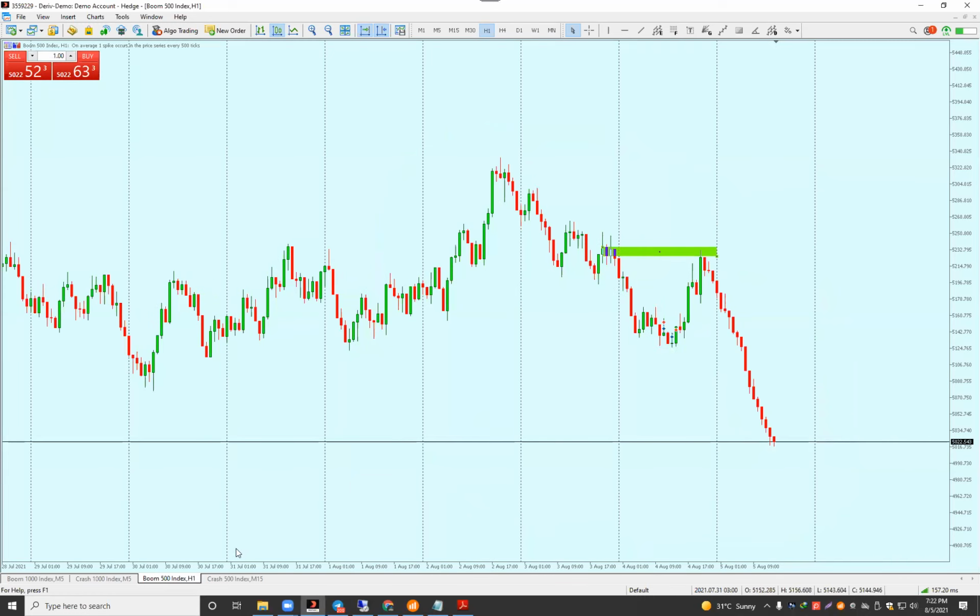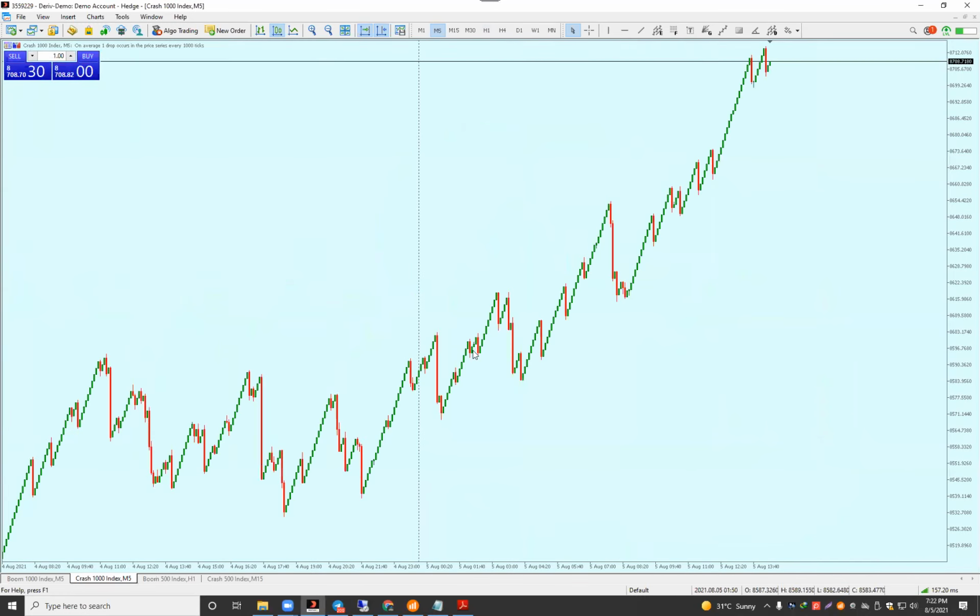Okay, now come to this pattern. On the Crash 1000, a strong uptrend is running on the 5 minutes, right? Is there any pattern? Can we go with the downtrend in this movement? Do you find any pattern? Can we go with the down movement?